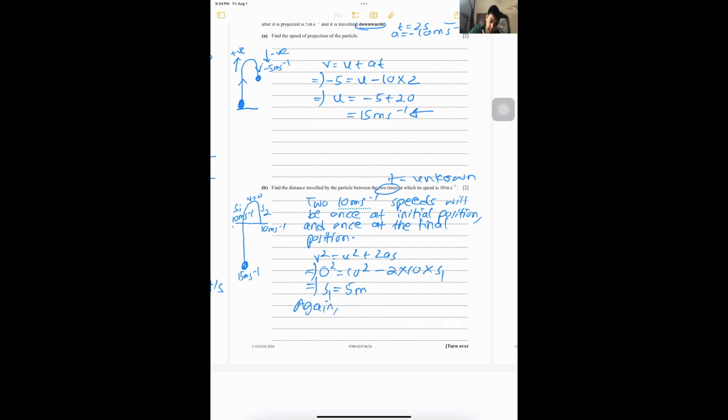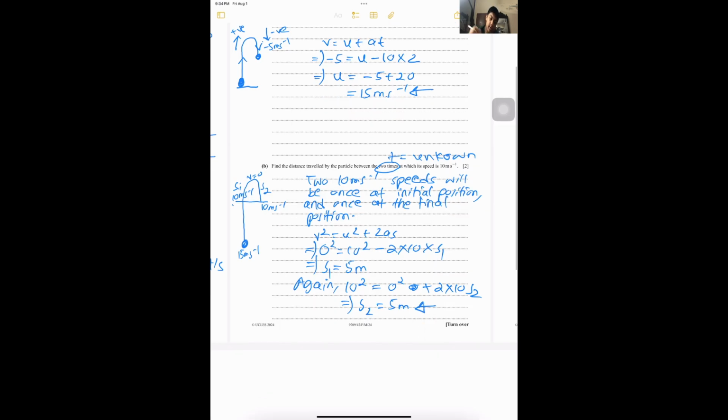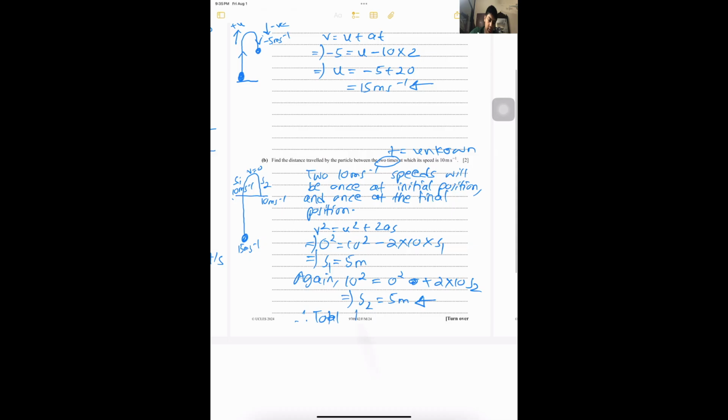Again, using the same formula, this time the final velocity will be 10 and the initial will be 0 squared. This time it's coming downwards. Acceleration will be positive as it's coming towards the center of the earth. Therefore the s2 will be 5 meters. So total distance equal to 5 plus 5, which is 10 meters. I hope that was clear.